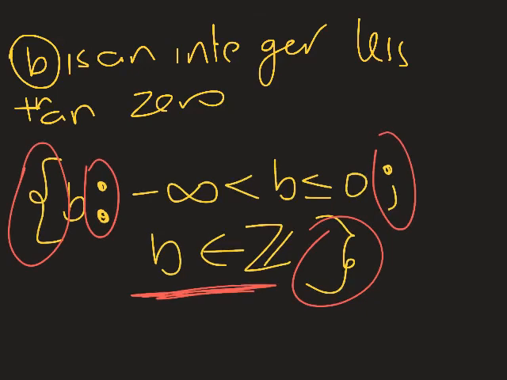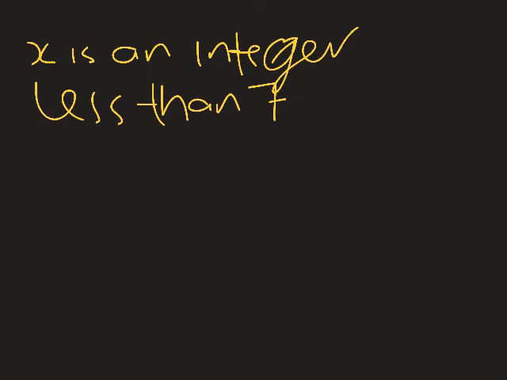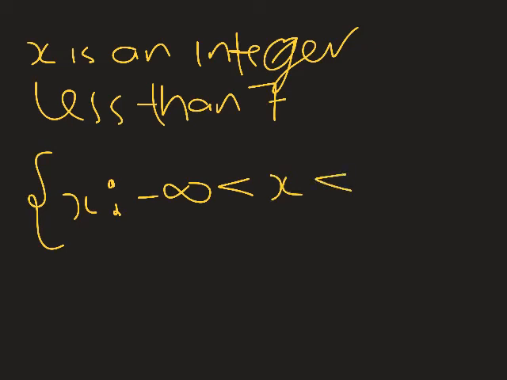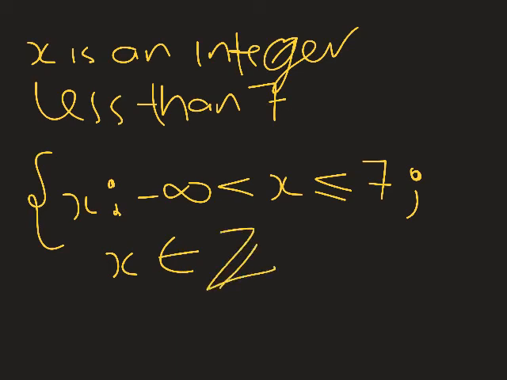Let's look at one last example. x is an integer less than 7. Very similar to the previous one. I'm just going to write it up here. So I'm going to show x such that it's negative infinity, x, and 7, and then we put a comma, and then we say x is an element of integers, and then I close the bracket.